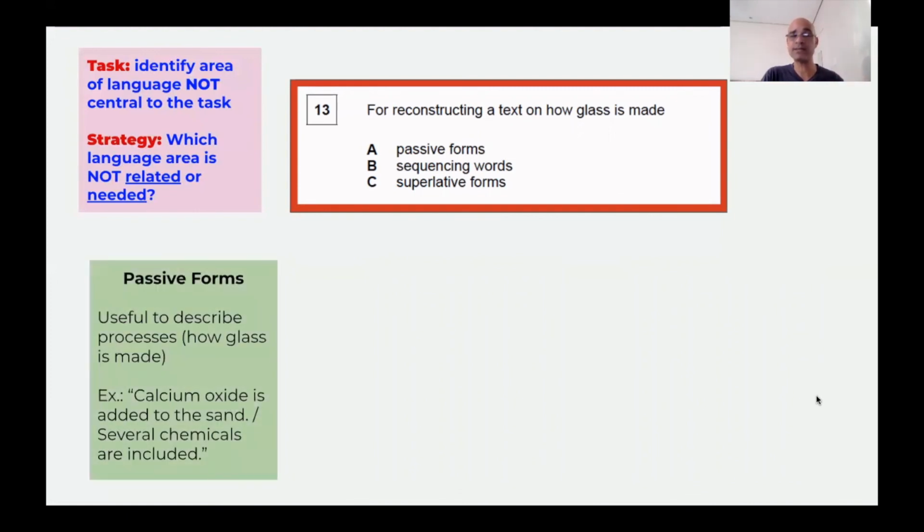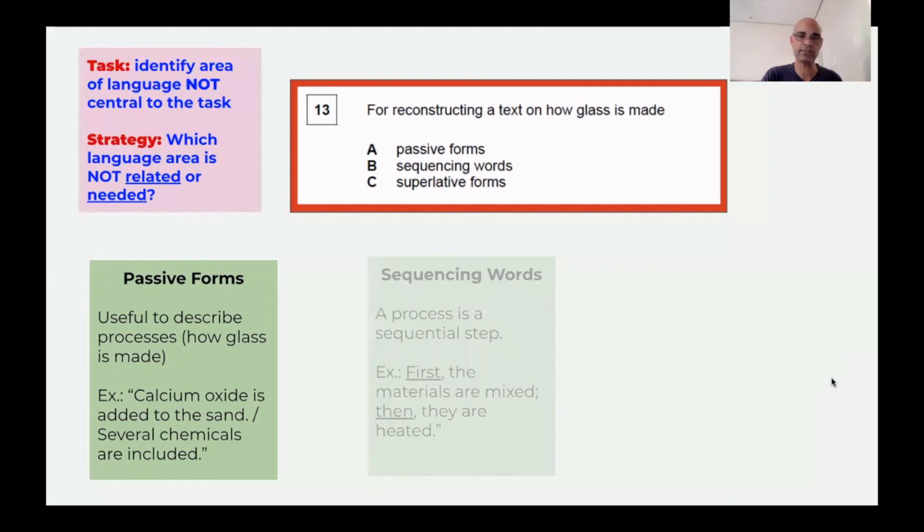So will they need passive forms? They most likely will, because it is useful to describe processes. For example, you're gonna talk about how glass is made. This is already a passive. So students may need to make statements such as calcium oxide is added to the sand in the process of making glass. Or several chemicals are included in glass making. So passive forms are central to this task.